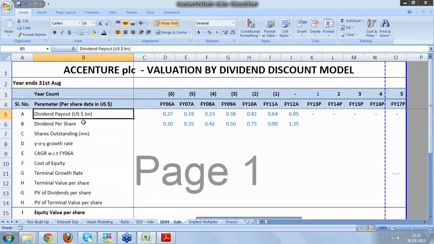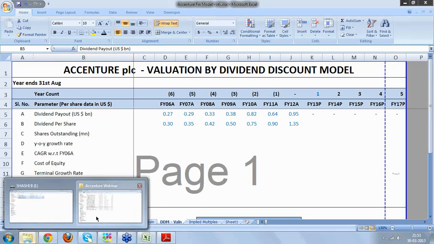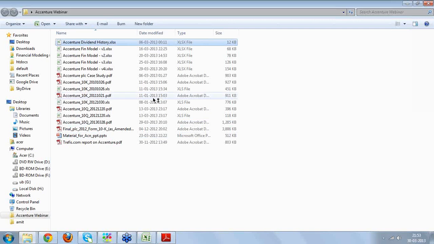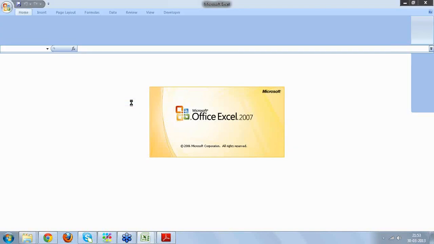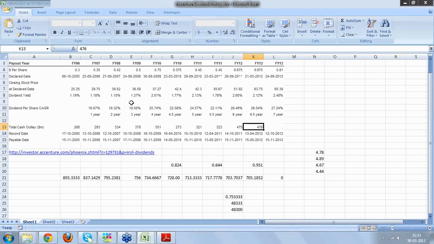So again, the only parameters that I need to value the company here are what the dividend per share has been in the past and what growth rate I should consider in future. That's all. There is absolutely nothing on which I need to make assumptions. So dividend payout. Recall the first sheet that was given to you. Accenture dividend history. This is nothing but data that I have downloaded from their own website. If you open that file, you will see that all the historical dividends paid out by the company have been listed there. So per share dividend declared.